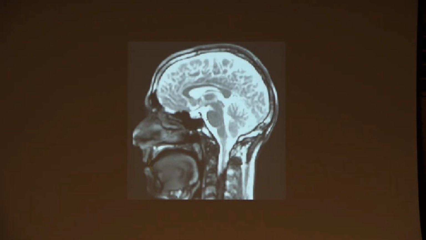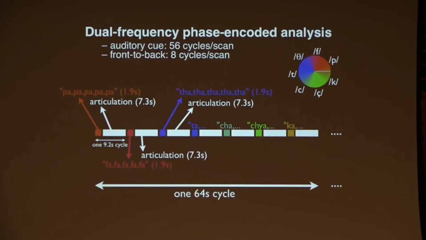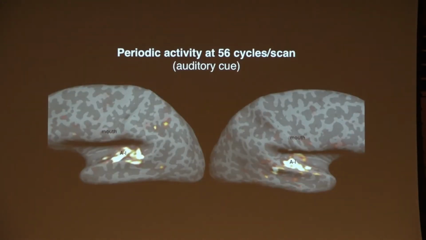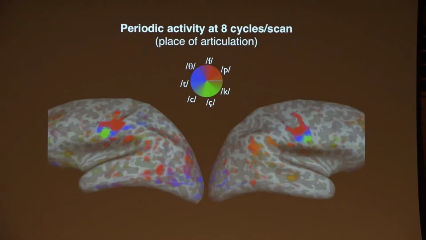So if you now look at a series of articulations of different positions in the mouth, so pa, fa, ta, cha, ka, you can see going back that way. What you can do is give people an auditory cue and have them articulate things going from the front to the back of the mouth. The auditory cue is happening like 56 times a scan, but the front to back is happening 8 times a scan. So that's what it looks like.